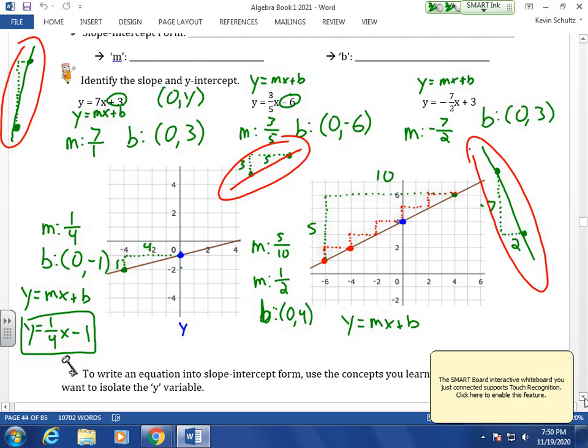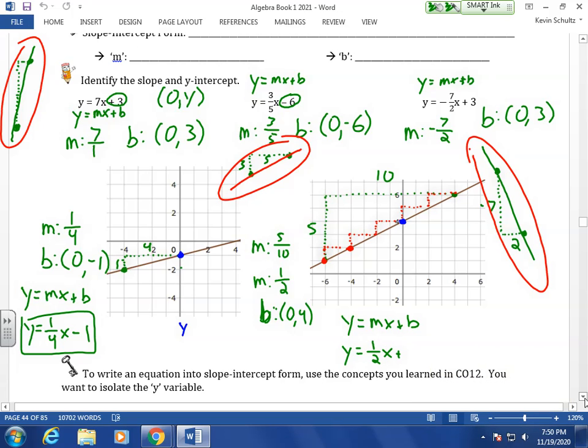Anyway, so y equals mx plus b. We know our m is our slope, 1/2. We know our b is positive 4. So y equals 1/2 x plus 4 is the equation of that line. Okay? Nifty. Slope-intercept form. Great stuff.